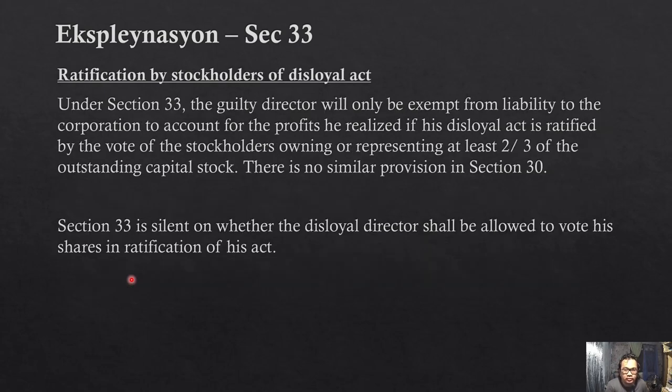Ito, ratification by stockholders of disloyal act. Now, under Section 33, the guilty director will only be exempt from liability to the corporation to account for the profits he realized if his disloyal act is ratified.